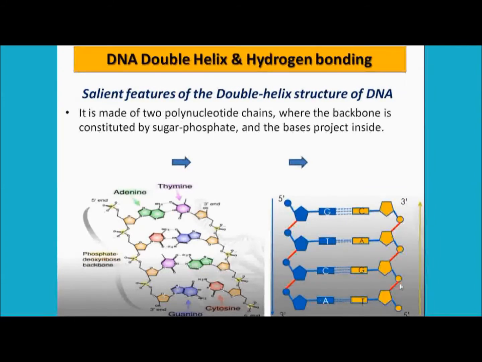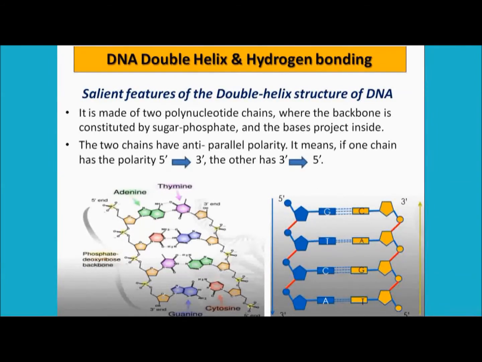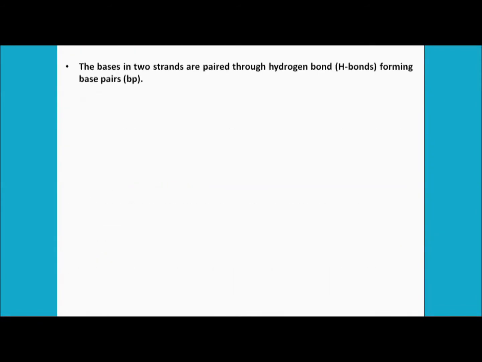They are made up of 2 polynucleotide chains, right? Next, these 2 chains have anti-parallel polarity. We have already discussed, one will be from 5 prime to 3 prime, the other one from 3 prime to 5 prime, right? The bases in the 2 strands are paired through hydrogen bonding, forming base pairs. We used to say 100 base pair product, 20 base pair product. For primers we say a 20 base pair product.